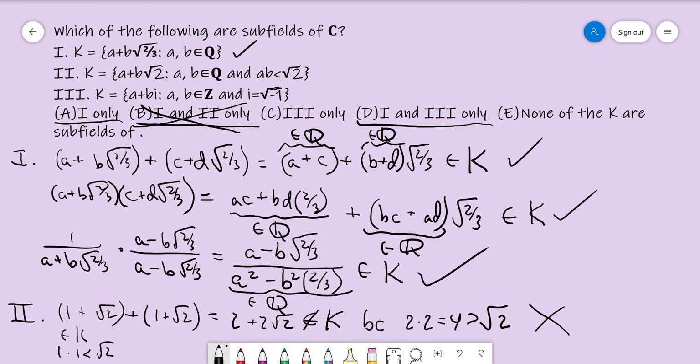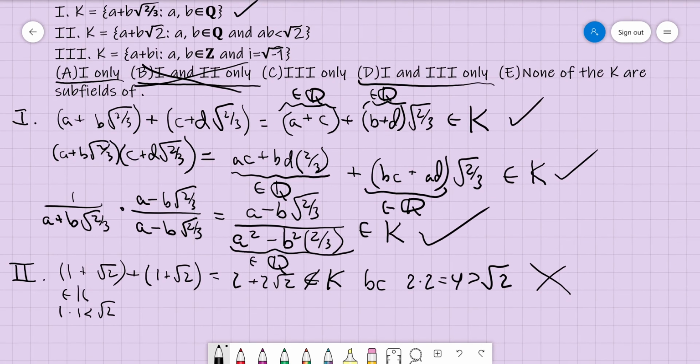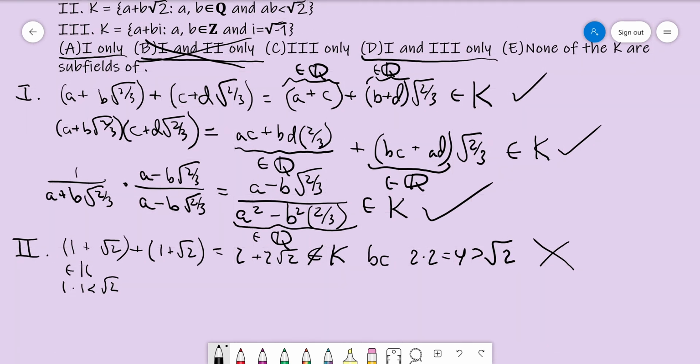And the next one we have to check is 3. So let's move this up a little bit. So 3 is the set of all numbers a plus bi, where a and b are integers, and i is the imaginary number. Well, if a and b were rational, I think this would work, but as far as a and b being integers, I think we have a problem, because when it comes to inverses, we know that the integers are not a field.